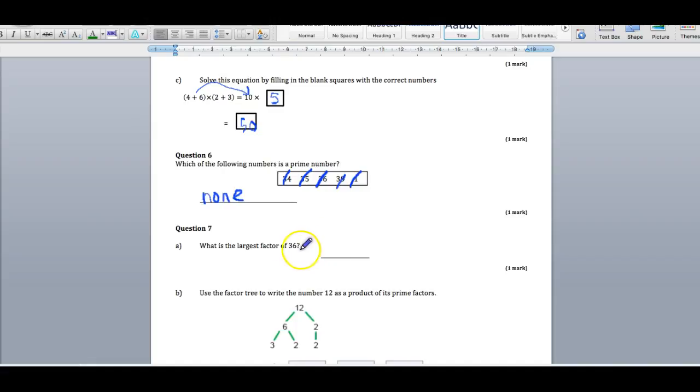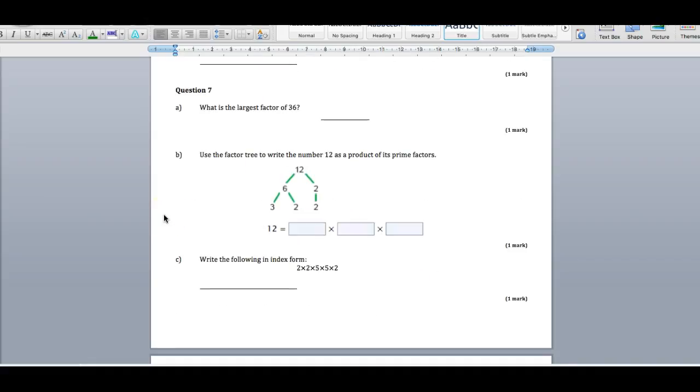What is the largest factor of 36? A similar question was on your pre-test. I think it was, what is the largest factor of 32? And it's a bit surprising to see that you didn't pick up on that. It's the same question, and the answer was 36. So the largest factor of any number is that number itself. All right, let's move on.